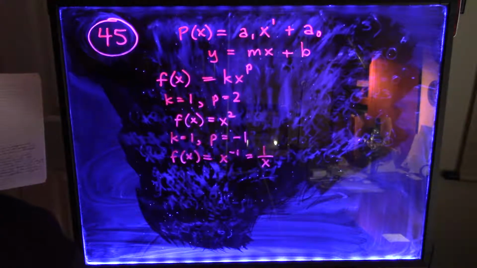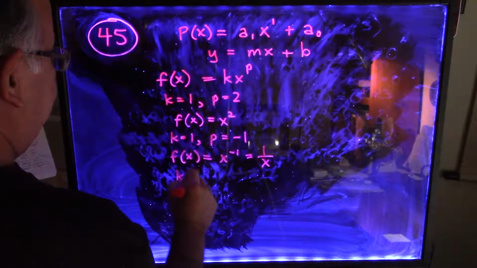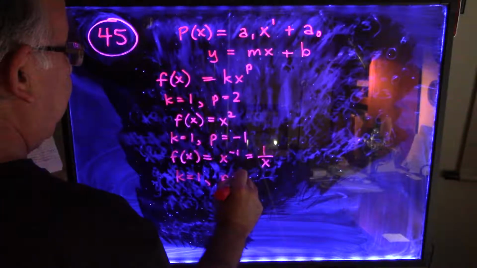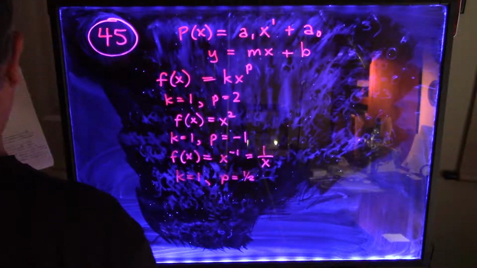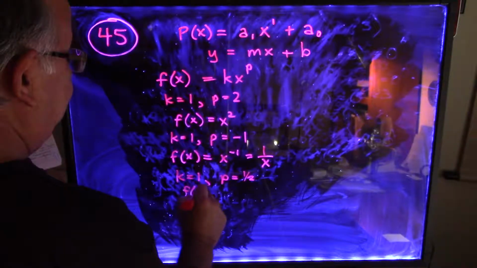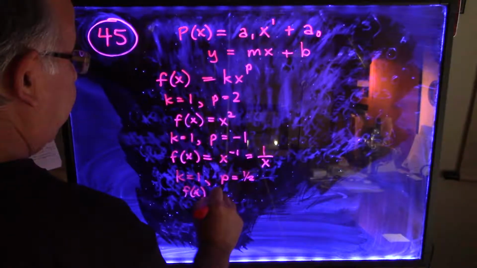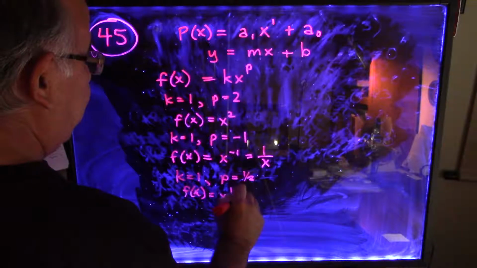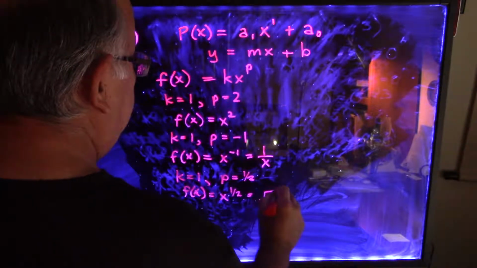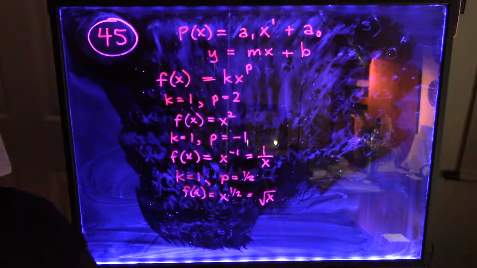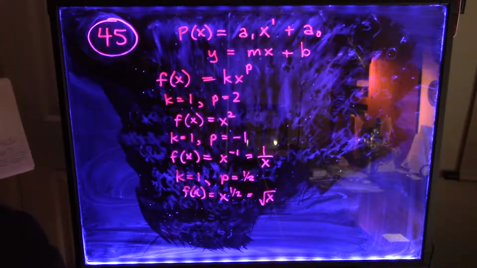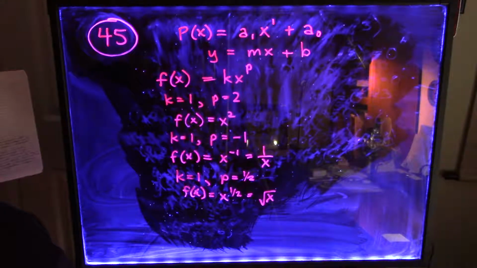All right, or for example, if k equals 1 and p equals 1/2, we would have x to the 1/2 for f of x here. F of x equals x to the 1/2, which is the square root of x. Okay. And these are power functions, but they're not polynomial functions.